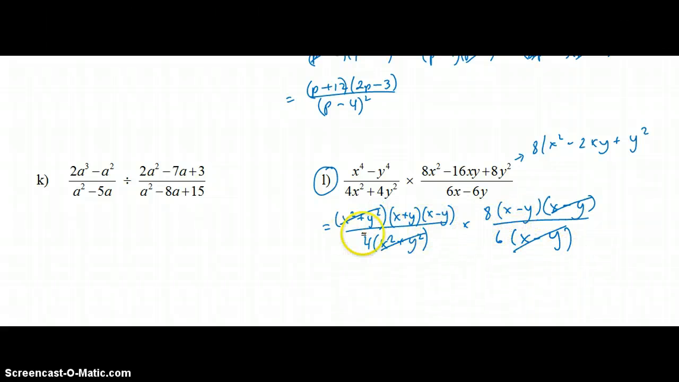You're looking at this, so is something going to cancel? Well, you got an x minus y and an x minus y on top. You can't cancel them. They're both on the top. You can cancel the 8 with the 4. Leave that with a 2. And that's going to leave me x plus y, a couple of x minus y's. So again, I'm going to be lazy and put an x minus y squared on that.